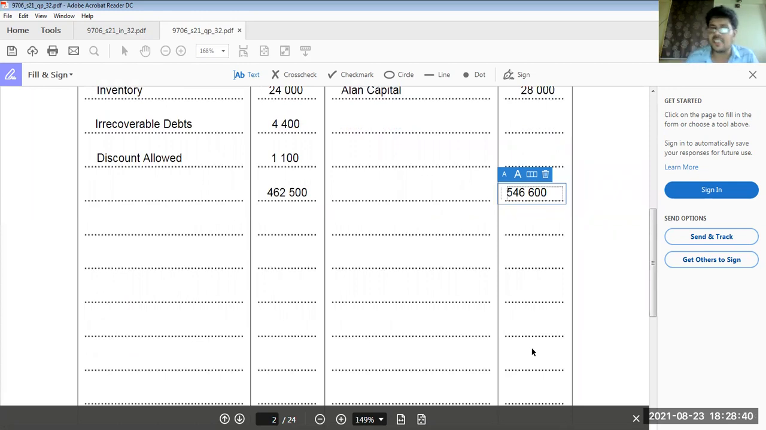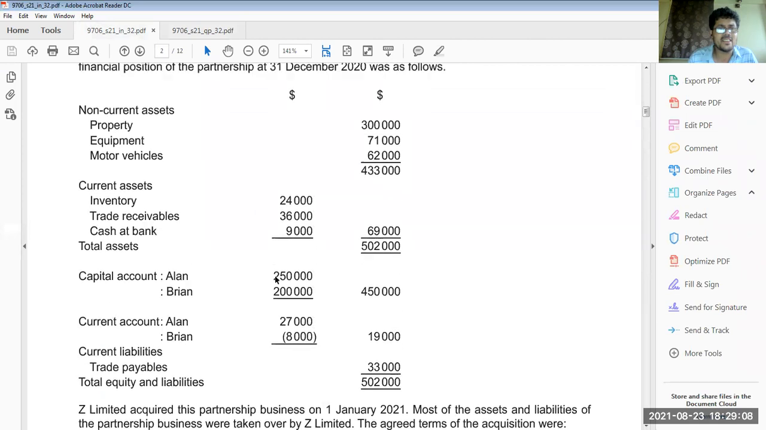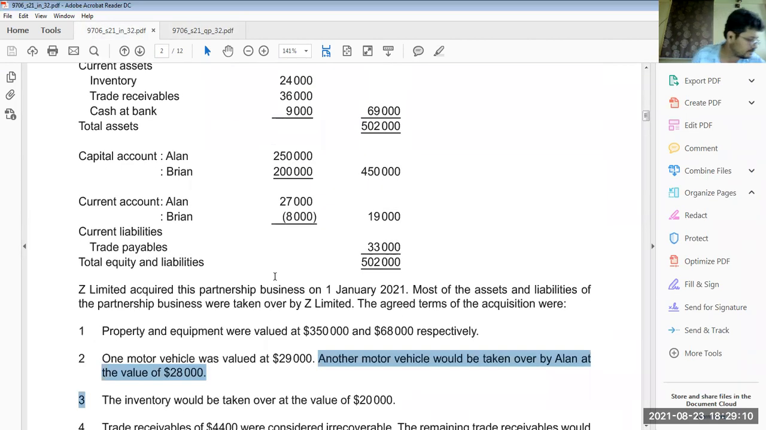Now, the difference, if the credit side of realization is heavy, it means the partnership is going to have profit on realization. They are in a favorable condition after selling their business to Z company. So that profit is how much? 546,600 minus 462,500. 84,100 is the profit going to be divided between the partners. Okay. So what is the ratio of dividing this? 3:2. 84,100 multiplied by 3 divided by 5. 50,460.